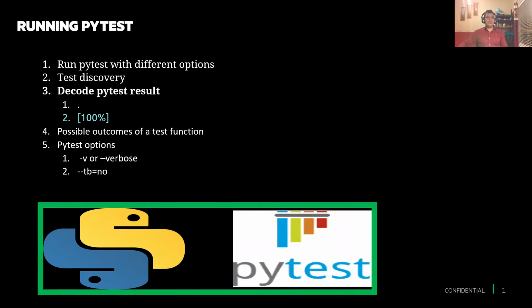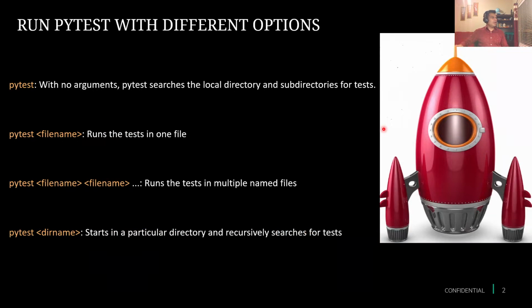Today we'll be talking about how to run PyTests. We will cover how we can run PyTest with different options. And then we'll be talking about discovery, how we can discover all the existing test cases. Once we run the test cases, then we want to decode the test result. And we'll be talking about what all possible outcomes could be. So let's go ahead, start talking about the different options.